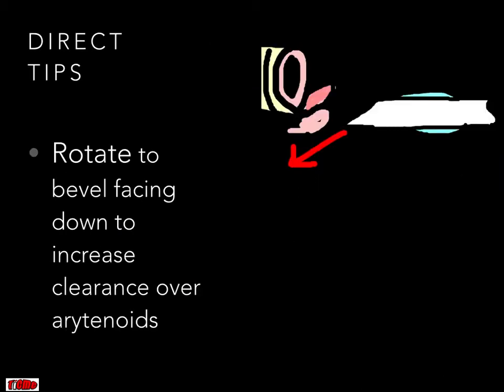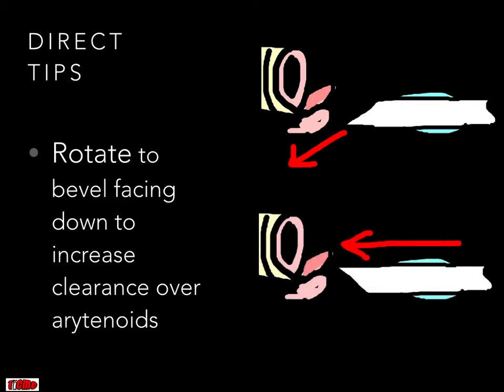Other tips are, if your bevel is facing so that the outlet is pointing upwards, if you strike the arytenoid cartilages, you will find that the tube is more likely to bounce off and down into the esophagus. If you rotate the tube so that the outlet is facing downwards, you're more likely to strike the arytenoids and bounce up through the cords.